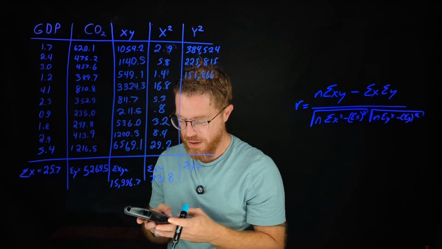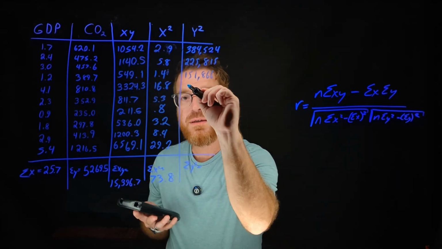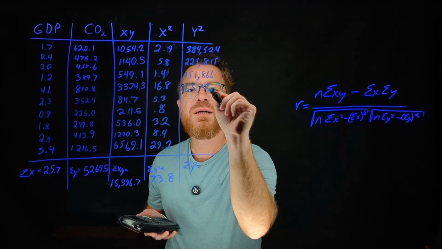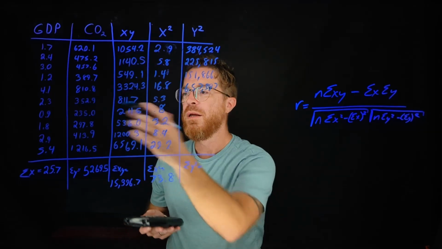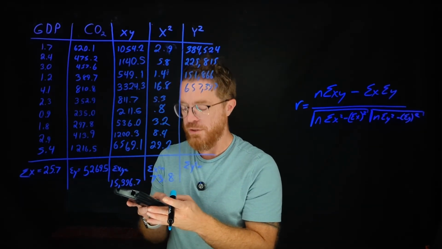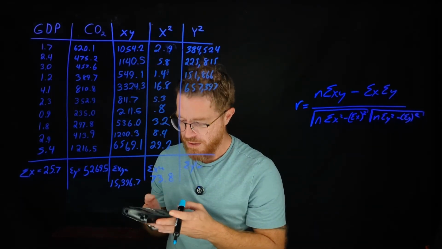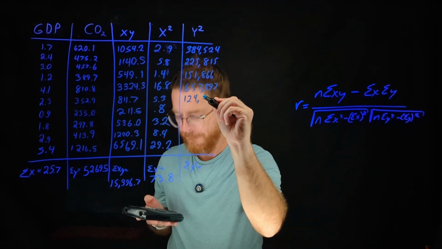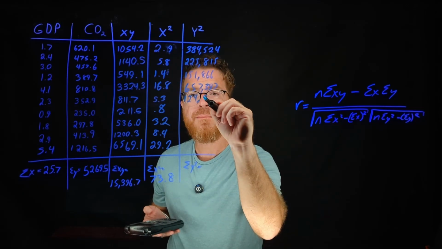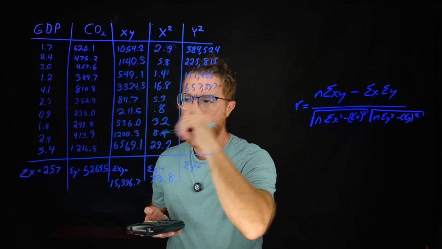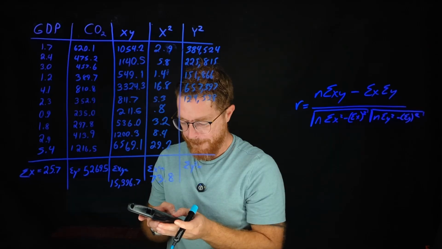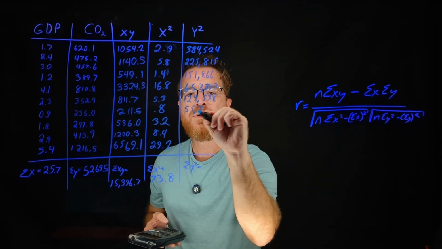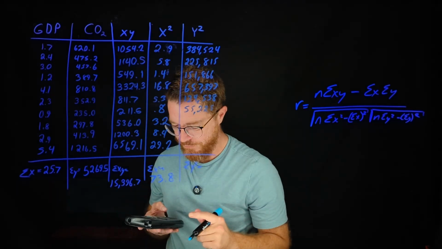810.8 squared is going to give us 657,397. 352.9 squared is going to be 124,538. 235 squared is going to be 55,225.